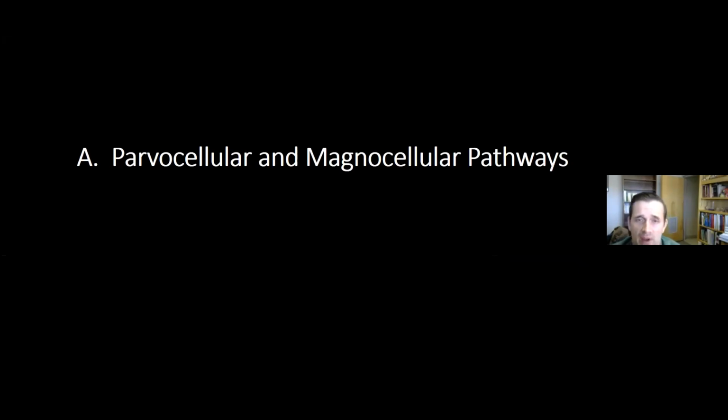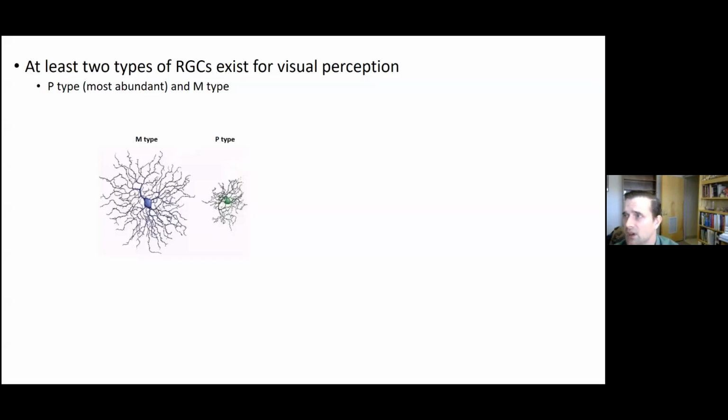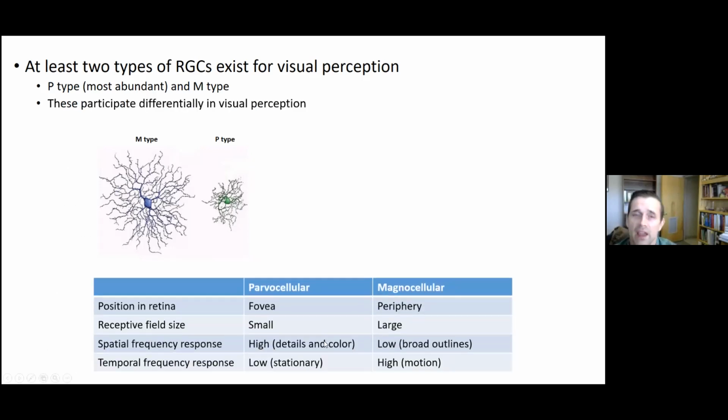Now, we were talking about high acuity and peripheral vision, and so that relates to this next topic where we'll talk about parvocellular and magnocellular pathways. So there are at least two types of retinal ganglion cells that exist for visual perception. You have the P type, which are the most abundant, and the M type. And these are going to participate differentially in visual perception.